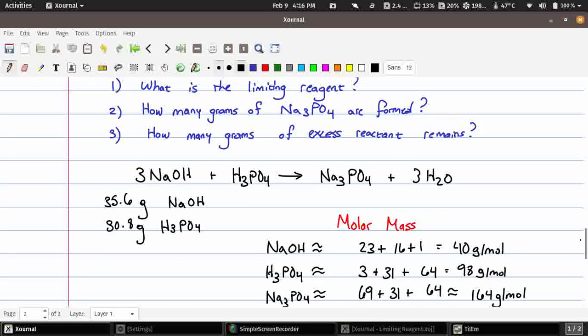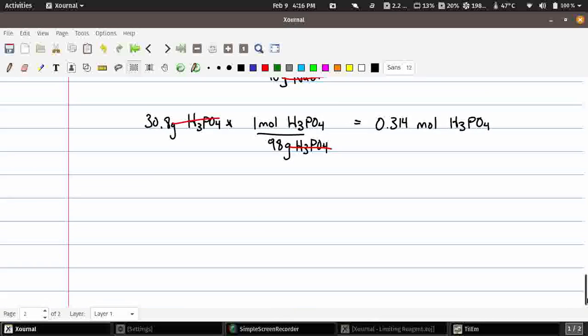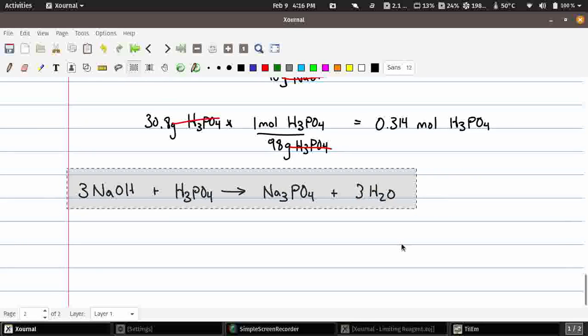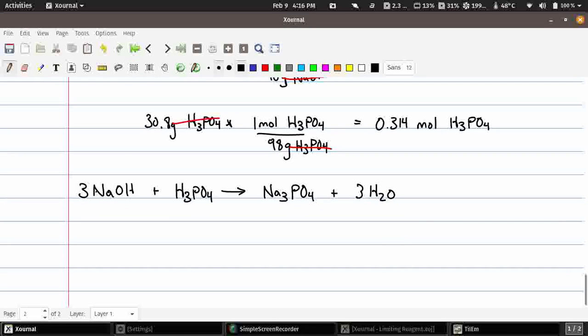Let me copy and paste this again so we can see what we're working with. These right here, I wrote a 1 there because that's there, are our molar ratios for the products. What it's saying is you need 3 moles of sodium hydroxide to make 1 mole of sodium phosphate, whereas phosphoric acid is just a 1-to-1 ratio. So these are the ratios we're going to use to calculate our limiting reagent.